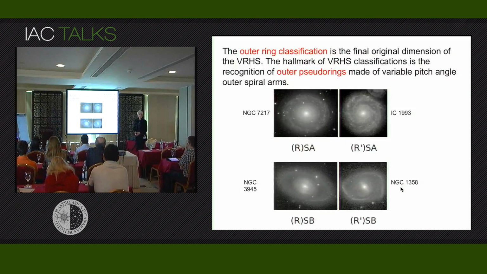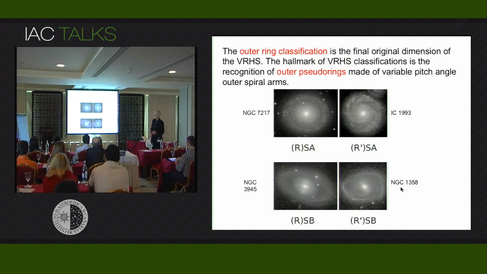Now, the outer ring classification, which John talked about, is the final part of the de Vaucouleurs Revised Hubble System. That's what VRHS means, the de Vaucouleurs Revised Hubble System. You find outer rings in non-barred galaxies. And, of course, you find them in barred galaxies, and maybe 10% of the galaxies have outer rings. But we don't know the exact frequency because it doesn't take much to lose them to galactic extinction. So you need to use infrared surveys to get the correct frequency of these rings.